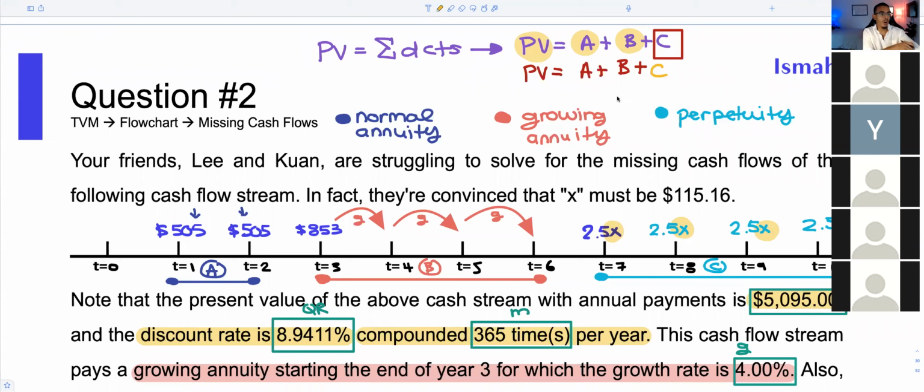Now one thing that I'd like to say though is when you have questions like this, we need to remember that we were able to break it down into this timeline. We broke it down into these individual pieces.